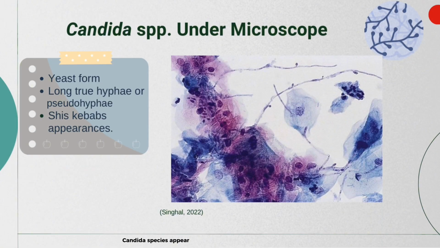Candida species appear under a microscope in the yeast form, with long true hyphae or pseudohyphae, and also exhibit a characteristic shish kebab appearance.